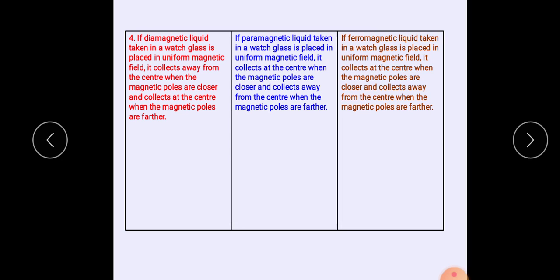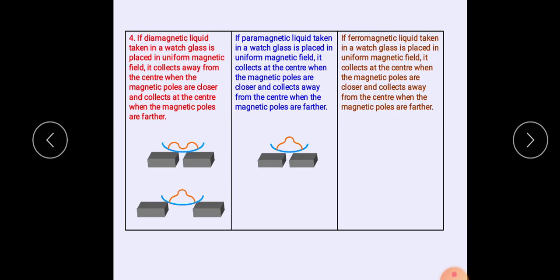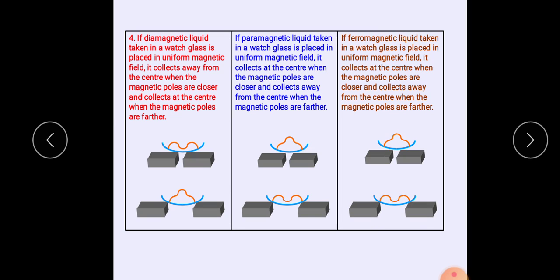Now the next point of difference: a diamagnetic liquid taken in a watch glass is placed in a uniform magnetic field. It collects away from the center when the magnetic poles are closer and collects at the center when the magnetic poles are farther. Again, the concept is very clear. The substance has a tendency to move from stronger field to weaker field, like this. In case of paramagnetic substances, the material will flow towards stronger fields. Similar is the case with ferromagnetic substances.